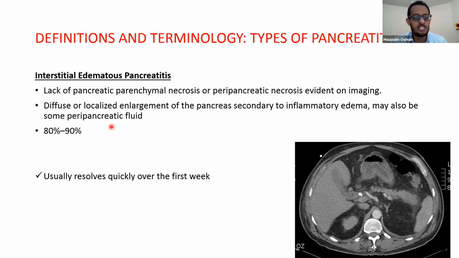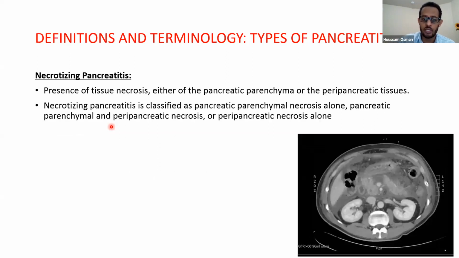The first one is interstitial edematous pancreatitis. Based on its name, it is defined as a lack of pancreatic parenchymal necrosis or peripancreatic necrosis on imaging. There's a diffuse inflammation of the pancreas with maybe peripancreatic inflammation and fluid, but there is a lack of necrosis either in the pancreas or outside the pancreas. 80 to 90% of the pancreatitis that we see is interstitial pancreatitis, and it usually resolves quickly over the first week. The other type is necrotizing pancreatitis. Simply, there is necrosis either within the pancreas or in the peripancreatic tissue, or both.